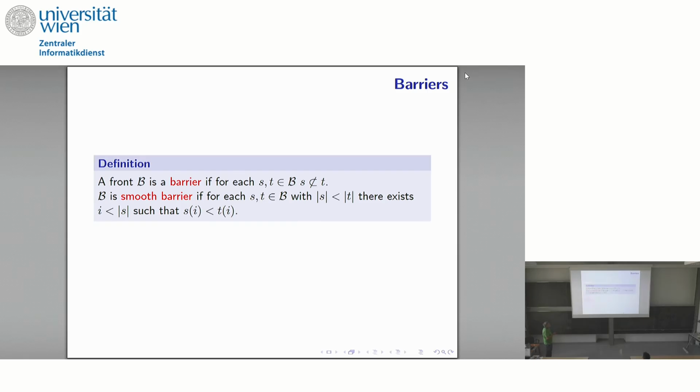Because a front is a barrier where, instead of asking that two elements are incomparable with respect to prefix, you also ask that they are incomparable with respect to inclusion, which is a stronger condition. And so every barrier is a block, which is in turn a front. And then we have some special barriers, which are called smooth barriers.